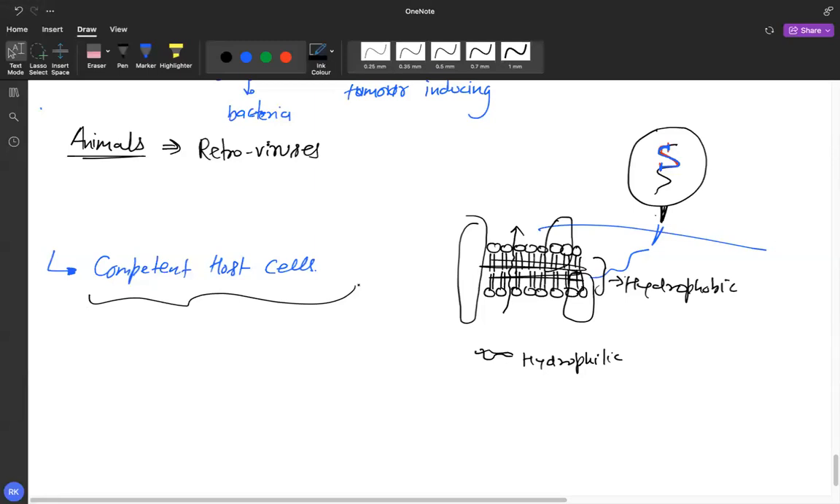So the cells have to be treated with a specific concentration of divalent cation like calcium, which increases the efficiency of DNA entry through the cell wall of the bacteria. Cell wall and cell membrane both of the bacteria.